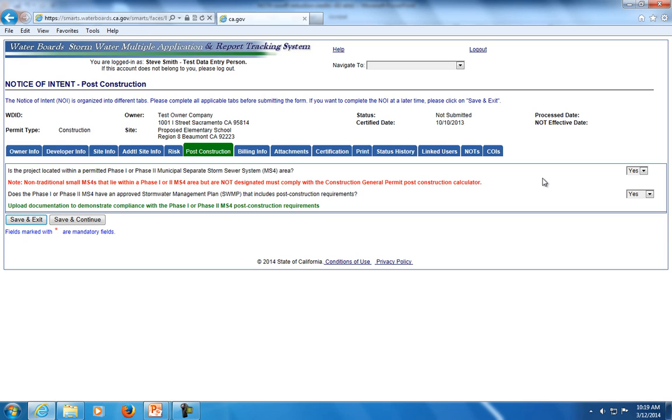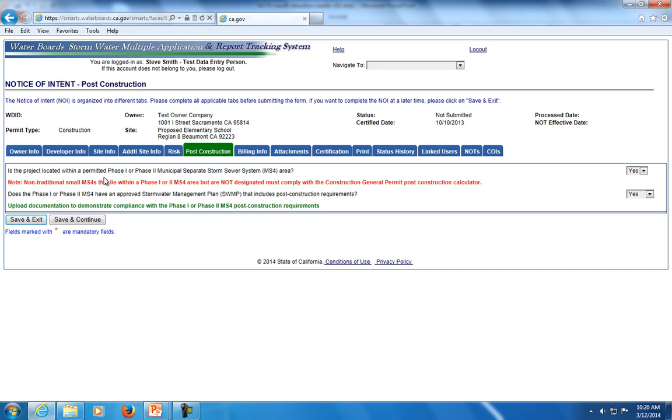What it's first going to ask you is whether your construction project is within a permitted Phase 1 or Phase 2 municipal separate storm sewer system area, or MS4. Stormwater is a very acronym-heavy business, so there are a lot of acronyms in here. I think the SMARTS program does a pretty good job of laying out what each of these acronyms means. The first one is MS4. The Phase 1 MS4 permits are written by the individual regional boards, and the Phase 2 general permit is basically a statewide general permit that the smaller municipalities apply for coverage under.